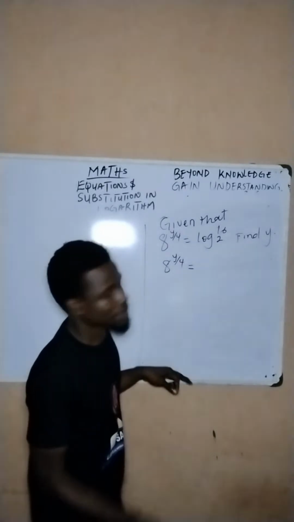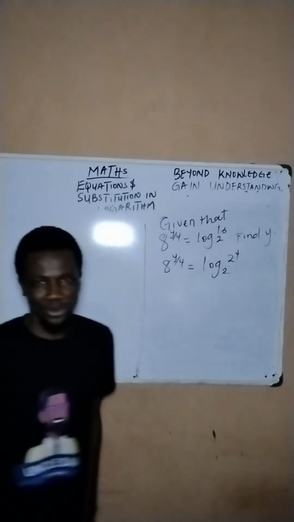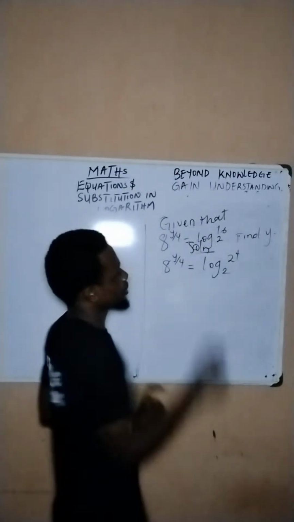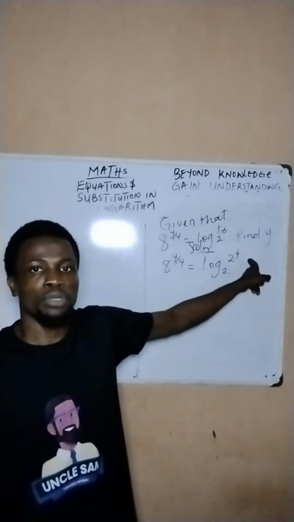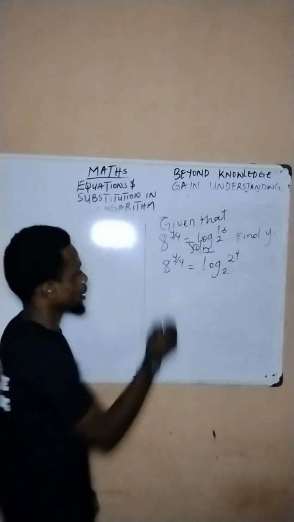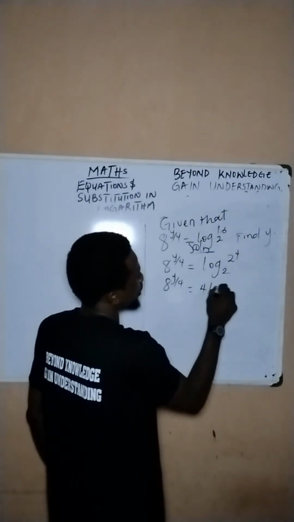2 raised to the power of 4 is simply 16. So this is simply log 2 to the power of 4, which is what? 2. And then here I can apply the power law of logarithm, which says if the log has a power, it comes and becomes the coefficient of the log. So 8 raised to the power of y over 4 equals 4 log 2 base 2.